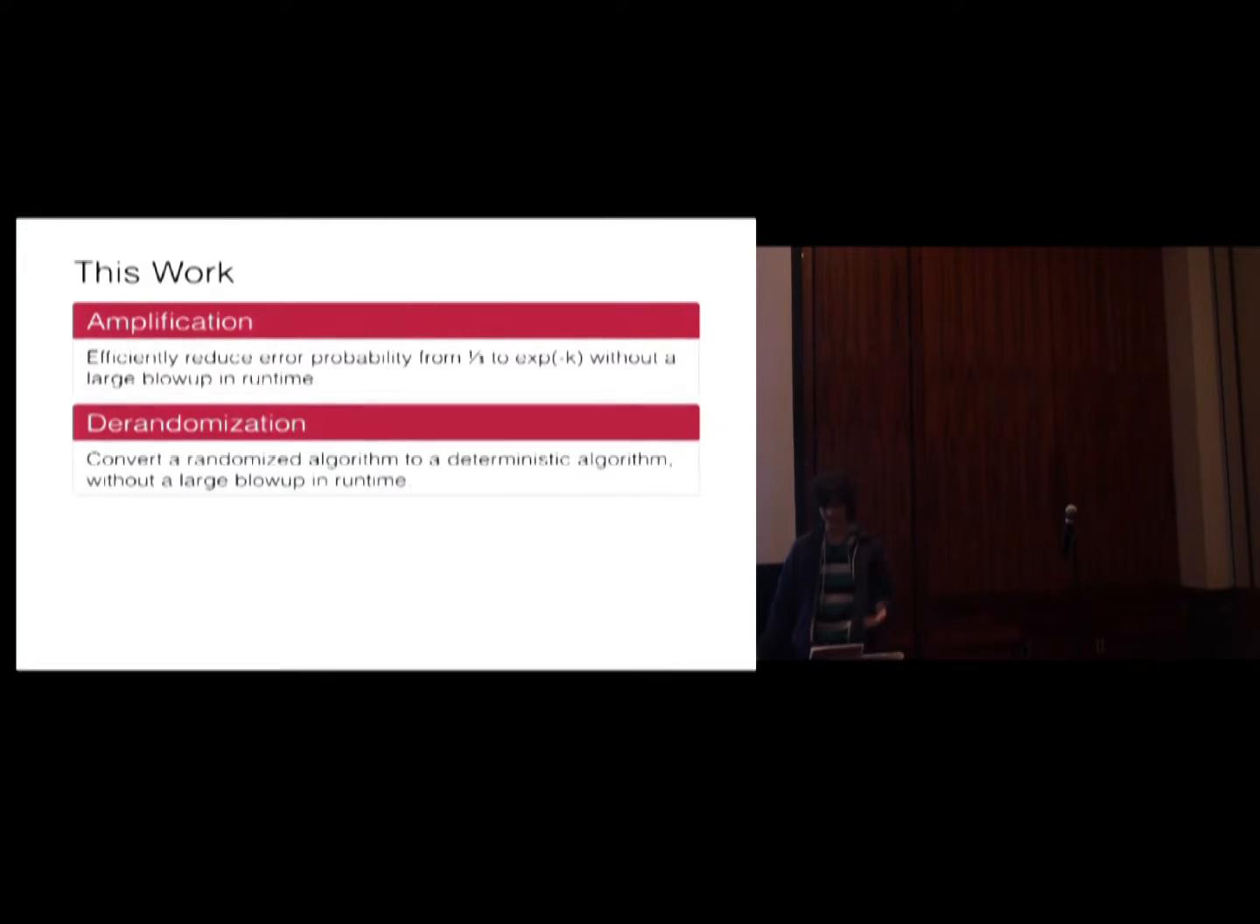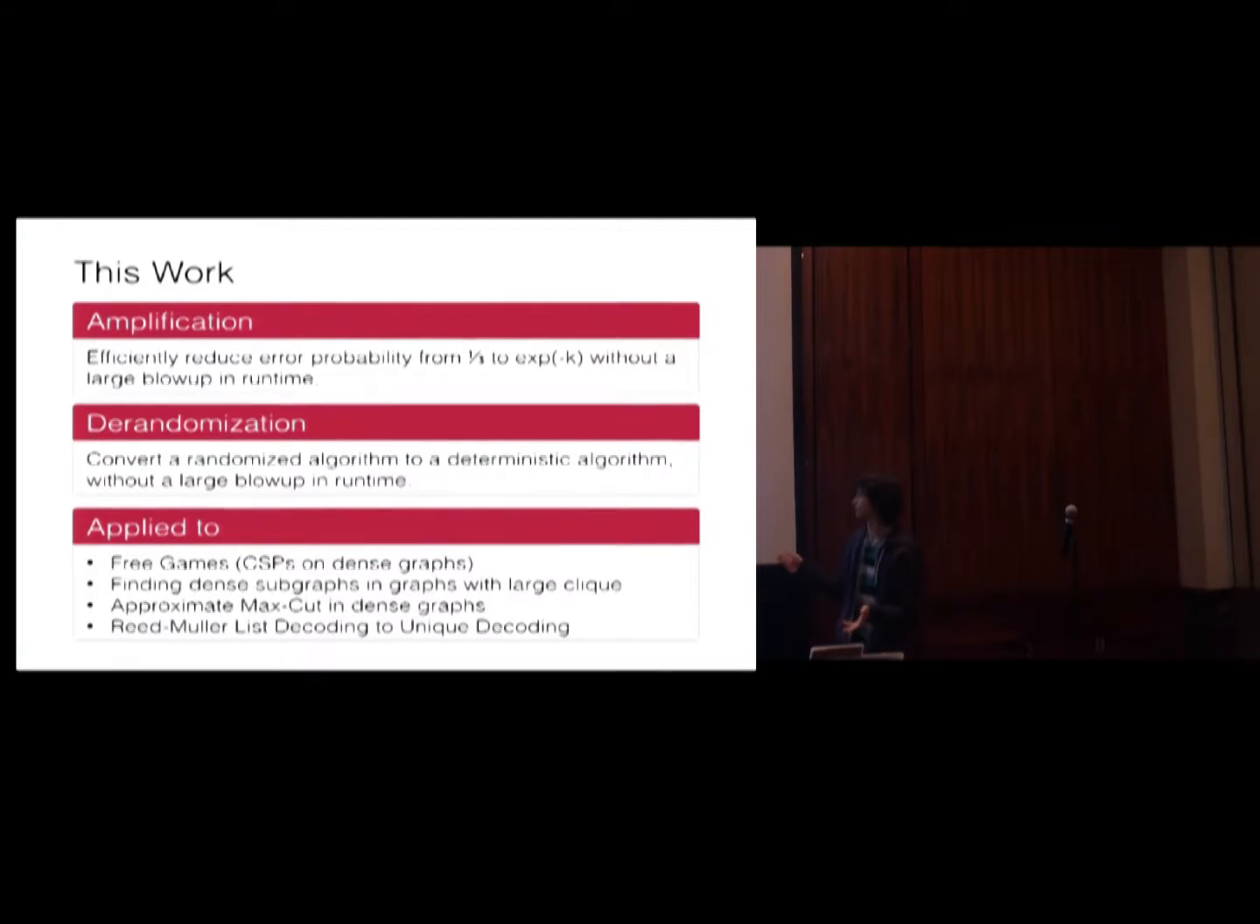The second technique is for derandomization, converting a randomized algorithm to a deterministic algorithm. In the paper, we show applications to a bunch of problems, like these ones, for example approximating CSPs on dense graphs. In the talk, I'm going to go over the two techniques, amplification and derandomization, at a high level, and let me start with amplification.